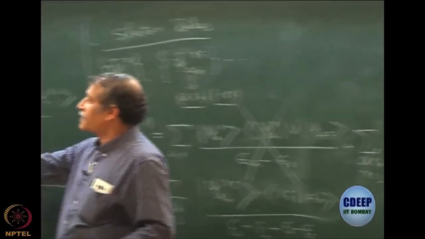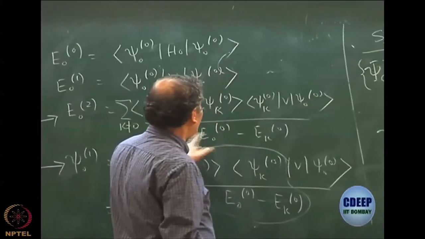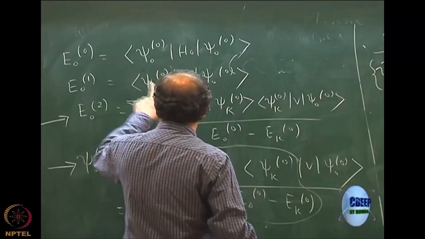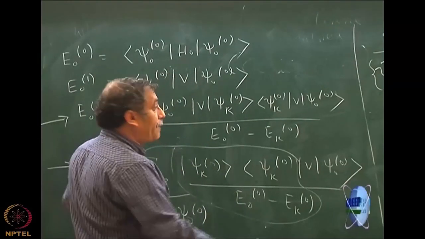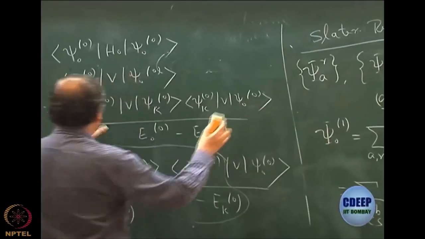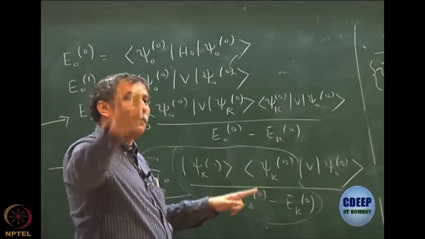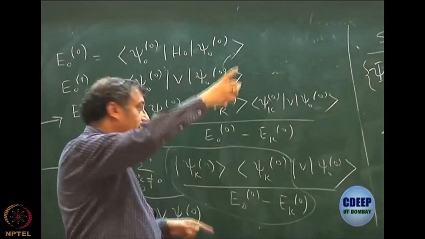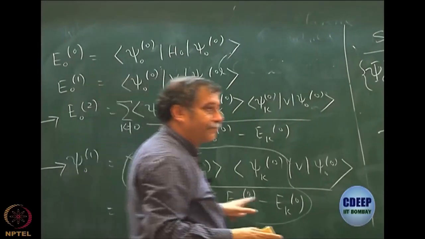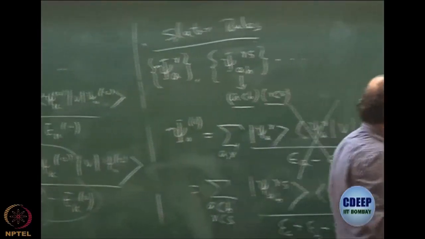So all kinds of excited states will come, not one. You will have a K, K going to L, L going to something, back to 0. Eventually, psi 0, 0 has to come back to psi 0, 0, but through many scattering processes. So there will be different excited states. All possibilities you have to consider.